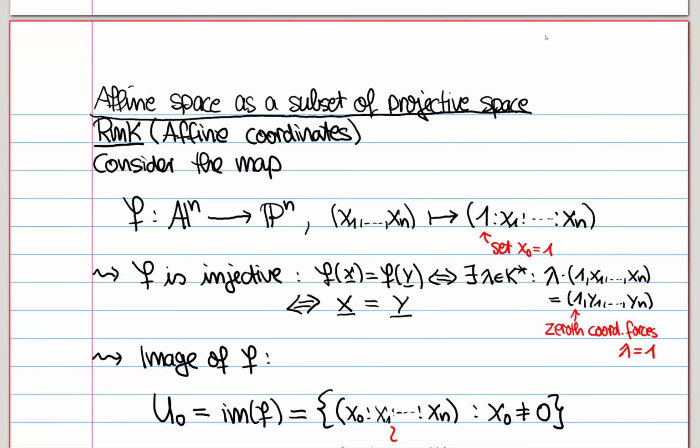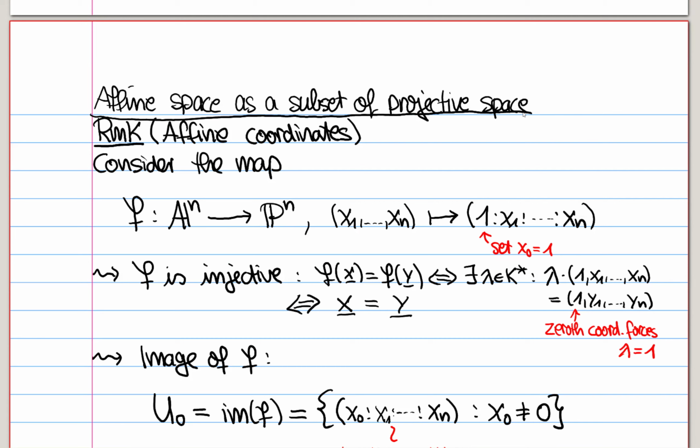In the last video, we defined projective space to be the set of linear subspaces of dimension 1 inside some k to the n plus 1. This was projective n space. And we saw that we can describe points in there by homogeneous coordinates, so by n plus 1 numbers, not all 0, which are unique up to scaling.